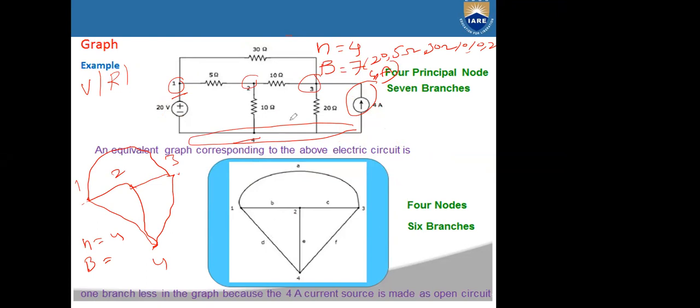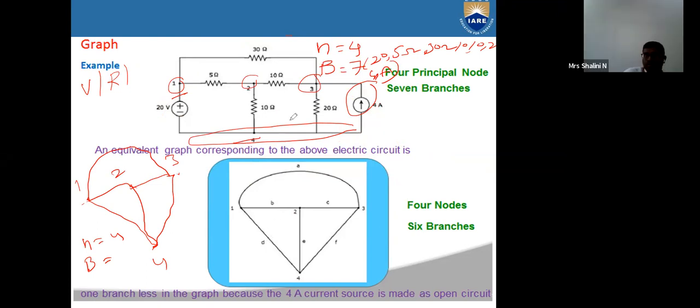That is, if any electrical circuit contains a current source, then in graph theory the branch elements will be fewer than those of the electrical circuit. That's why in this problem I am taking one voltage source and one current source. In the electrical circuit, branch elements will be 7. When converted into a graph, the branch elements will be 6. Why? Because the current source is open circuited. So here I am not connecting anything. Do all of you understand?